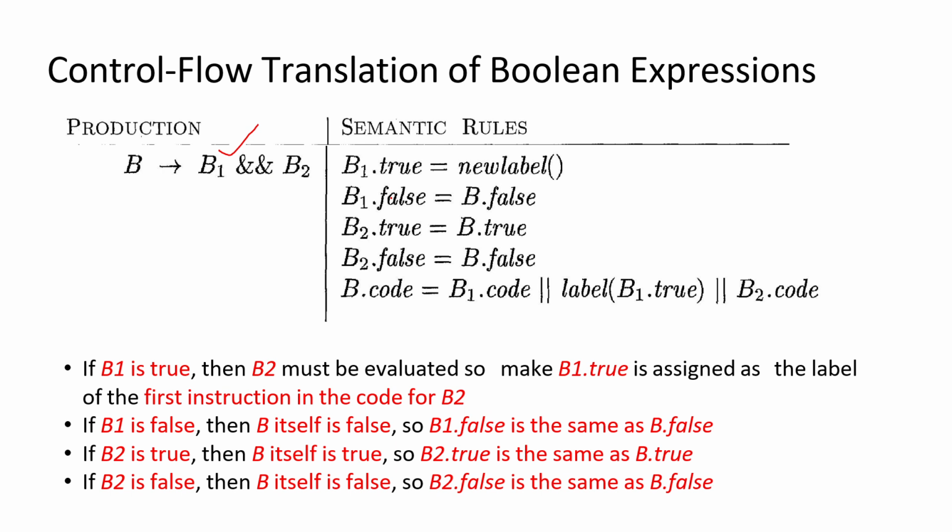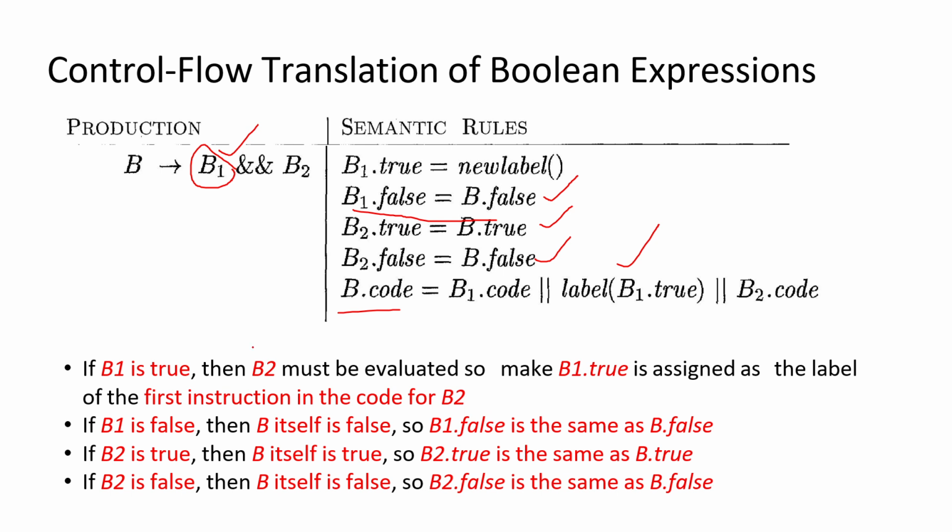Suppose B1 is false, then B is also false. If B2 is true, then B is also true. If B2 is false, then B is also false. Now we evaluate B.code. B.code equals, first we evaluate B1.code, then label of B1.true, then B2.code.